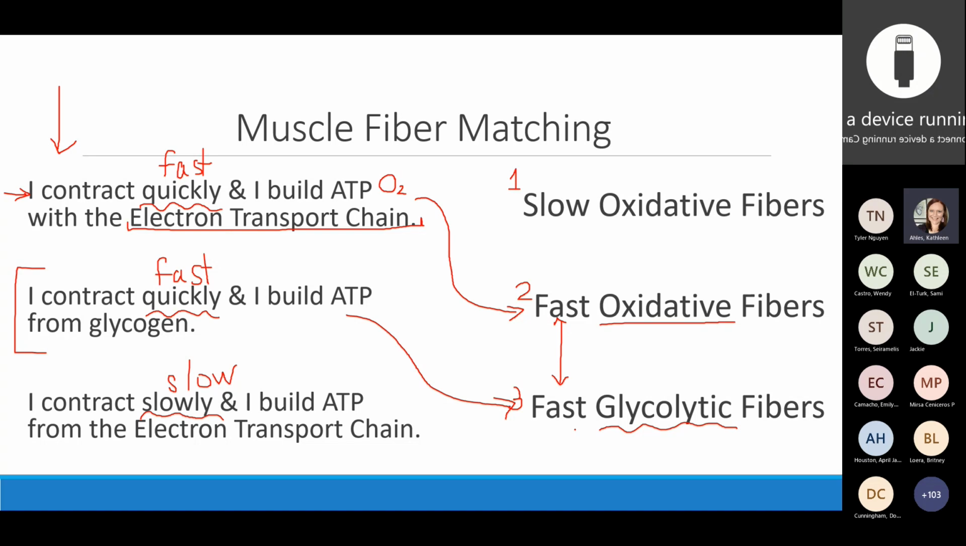We contract quickly. Slow oxidative. I contract more slowly, and I use the electron transport chain. That's my last one up here. So when we think about these muscle fibers, we want to know slow or quick contraction. That's thing number one. And we want to know, where does your ATP come from? Electron transport chain or glycogen?